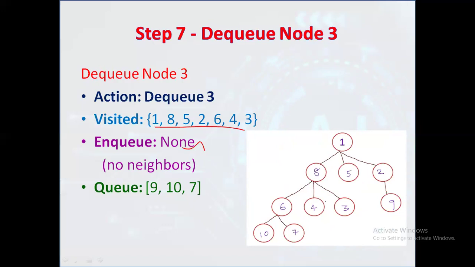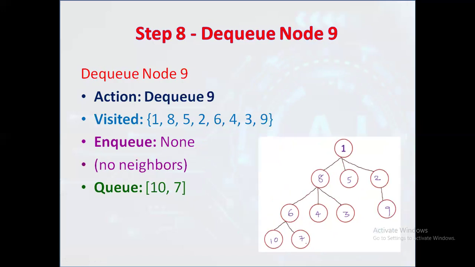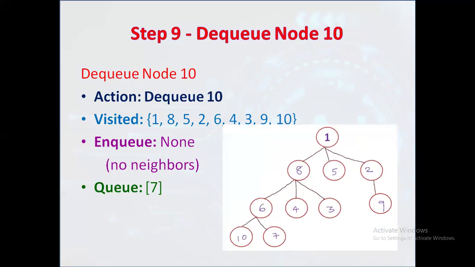So what are all the remaining values available in the queue? 9, 10, 7. We have to look into them one by one. 9, if you are looking into it, this is the first level, so there's no neighbor at all. So that should be DQ'd, and entered into the visited nodes. And the remaining values available in the queue are 10 and 7. So next we have to look into 10 and 7, and there is no neighbor for 10 and 7.